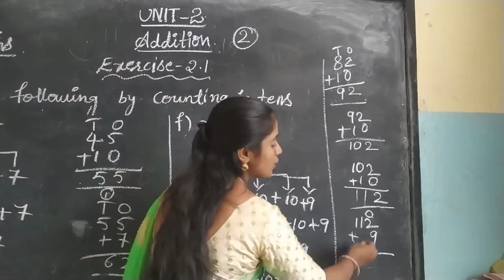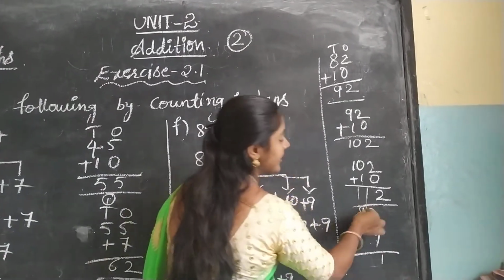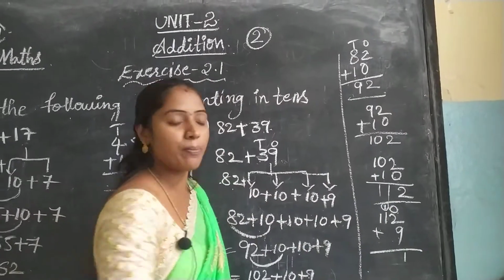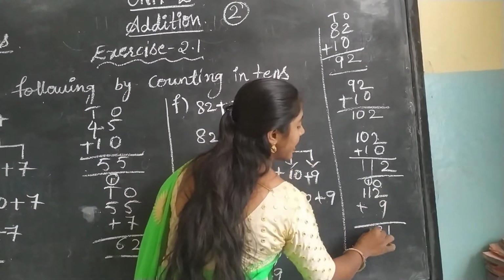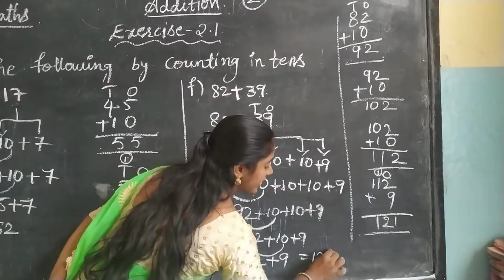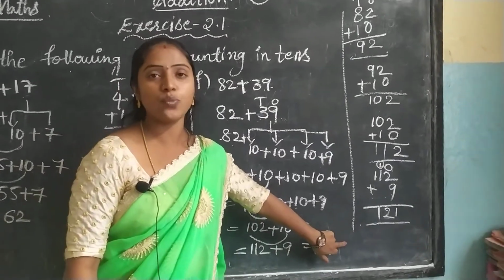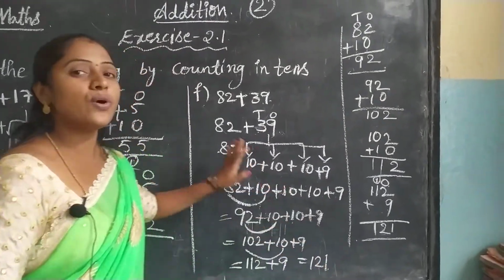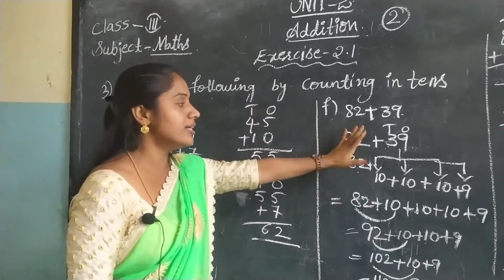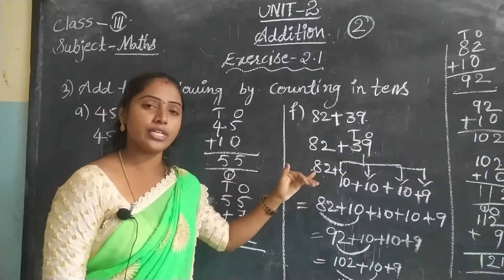10, 11. So you should write 1 down in ones place. 1 carry over to the tens place. Okay, now you should add this 1 plus 1. How much? 1 plus 1, 2. This 1, as it is, you should write down. Okay, total how much? 121. 112 plus 9 is equal to 121. Okay, children, so in this way you have to count in tens. Break one number, count in tens way. Okay, remaining all you have to do in your classwork.